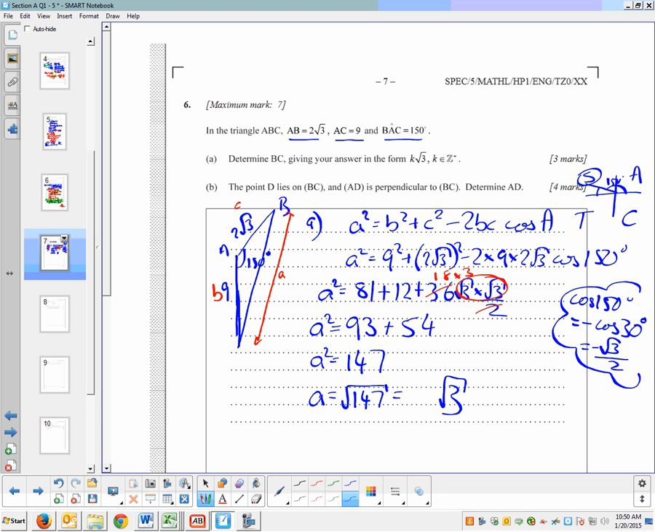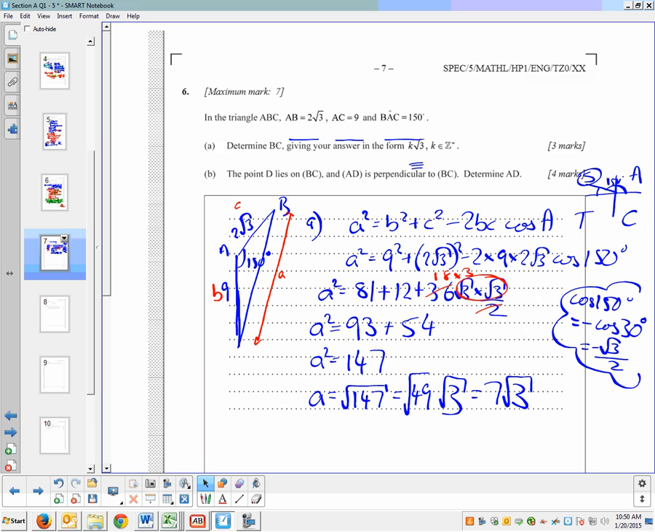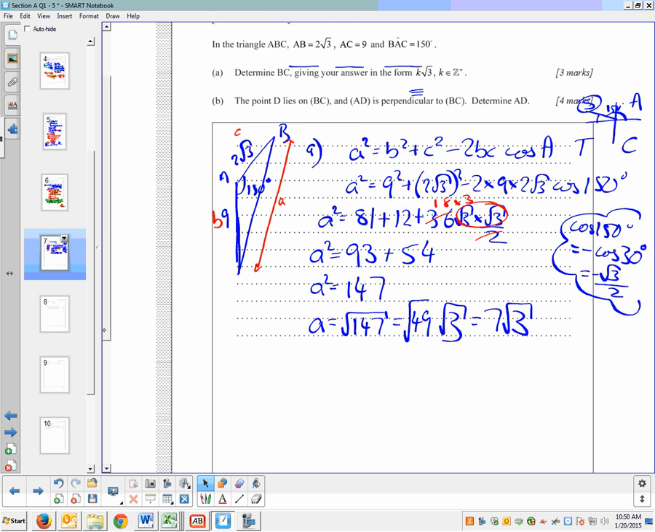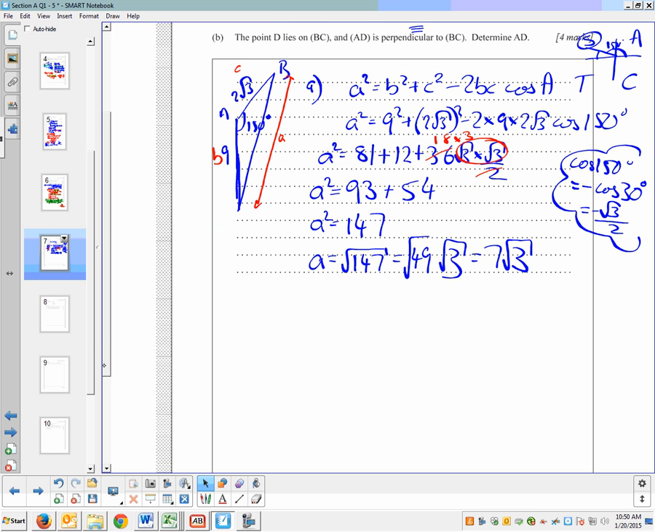we're told in the question we want it in the form k root 3. So take a root 3 out and we're left with root 49. So that's 7 root 3. So that's the first part of that question. The answer is 7 root 3.